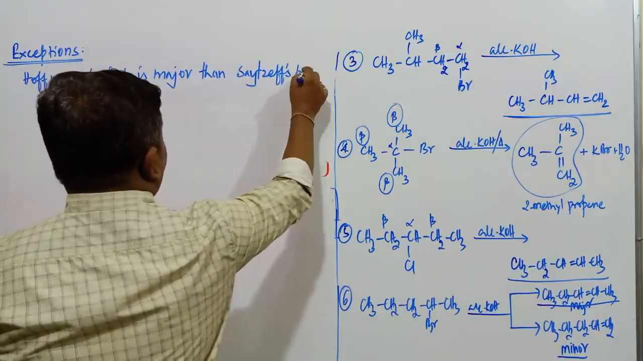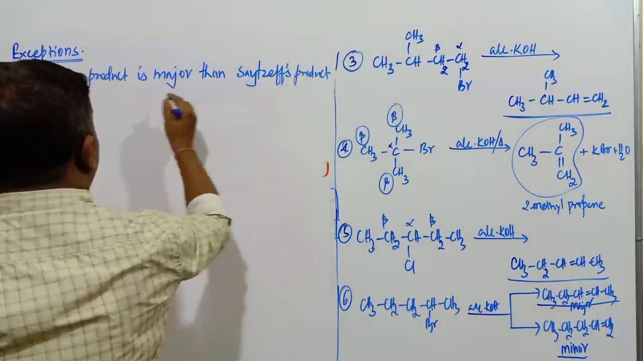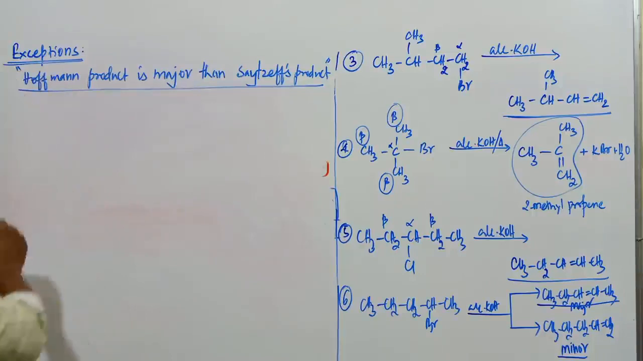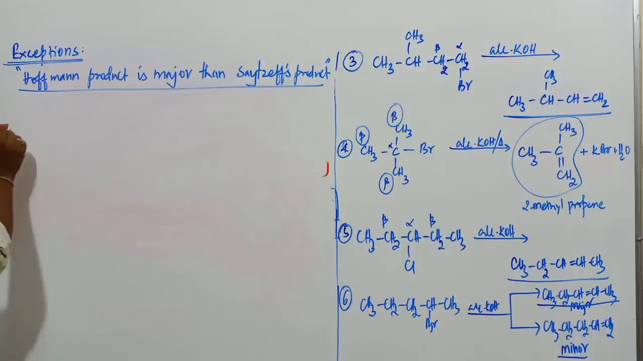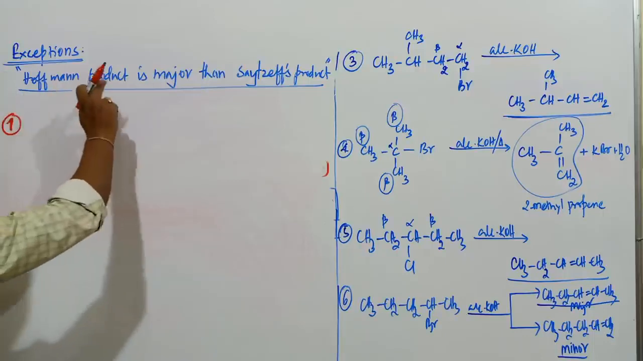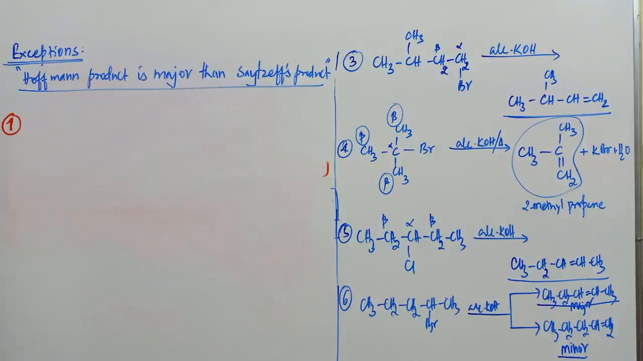Usually Saytzeff product is going to be the major product compared to Hofmann product. But here some exceptions are going to be there where Hofmann product is going to be the major product when compared to Saytzeff product. Around 4 different exceptions are there.